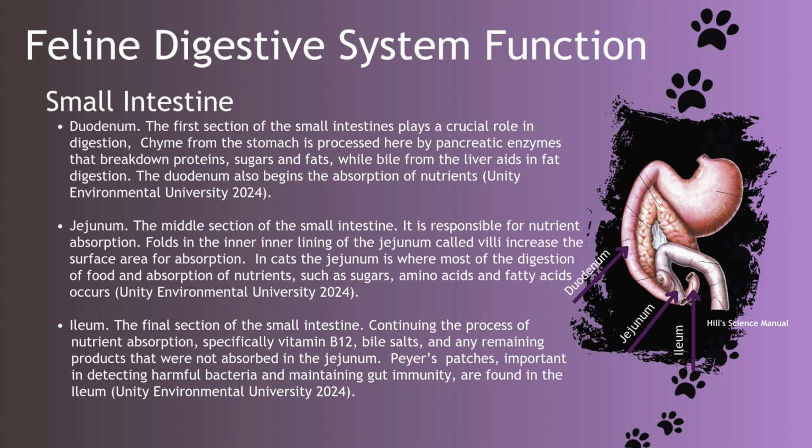The last section is the ileum, the final section of the small intestine, continuing the process of nutrient absorption, specifically vitamin B12, bile salts, and any remaining products that were not absorbed in the jejunum. Peyer's patches, important in detecting harmful bacteria and maintaining gut immunity, are found in the ileum.